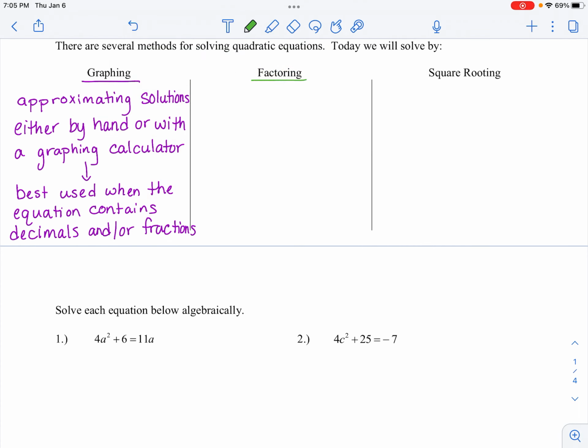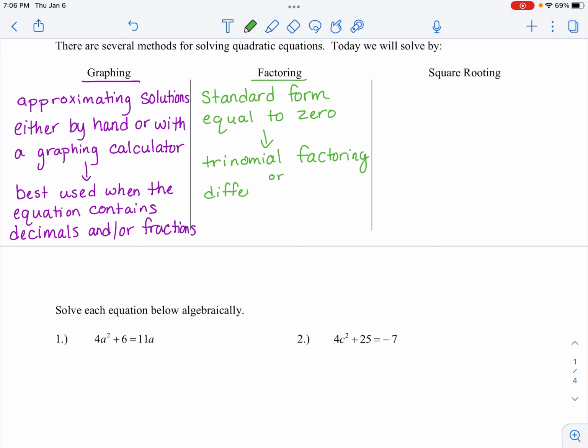Now we've actually done some solving by factoring before, but we're going to revisit it because it's one of the most important methods, okay? Solving by factoring is when we do standard form equal to 0, meaning we're going to focus on trinomial factoring, or we could be doing difference of squares if there's no linear term.